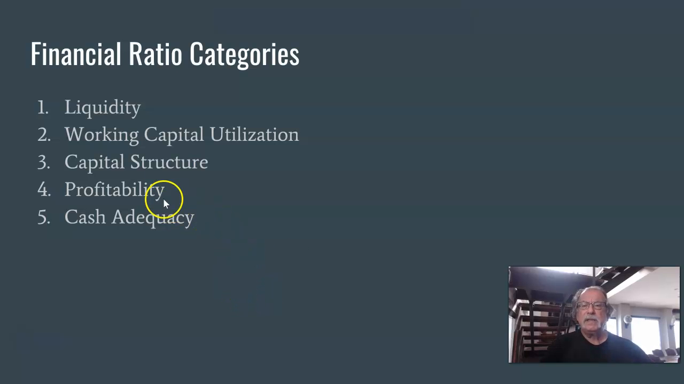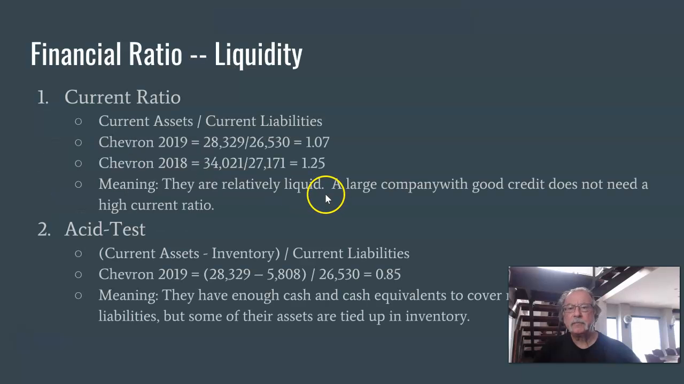The third one would be capital structure. Capital structure is how much debt and how much equity is there in the company. Finally, there's profitability and cash adequacy, and I'll explain those as we go along. But keep in mind that the most common ones that you'll see as engineers will be liquidity and capital structure type ratios.